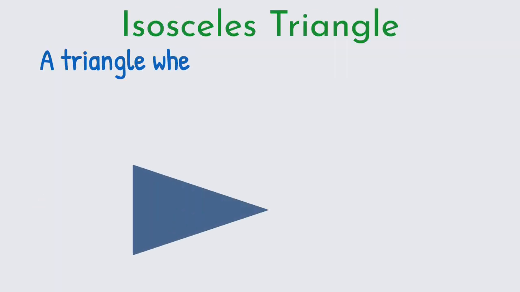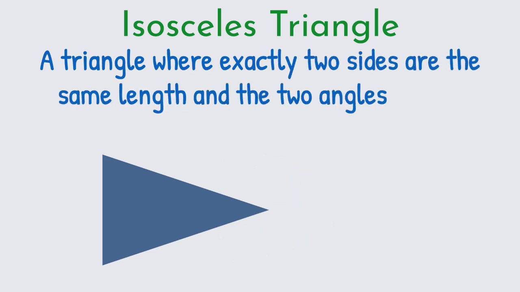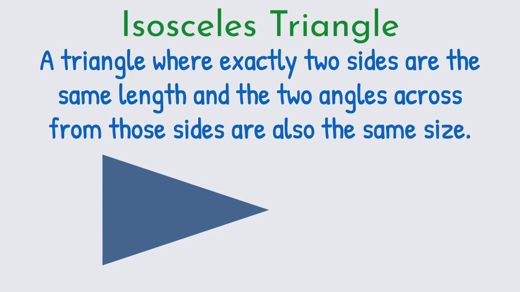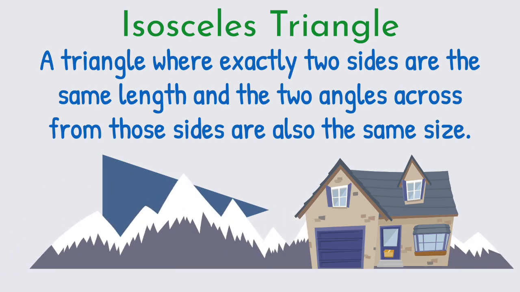Isosceles triangle. A triangle where exactly two sides are the same length and the two angles across from those sides are also the same size. The pointed rooftops on many houses and the shape of a typical mountain silhouette are often isosceles triangles.